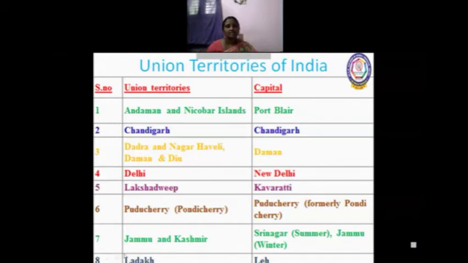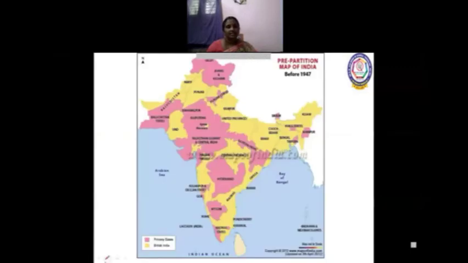Now, presently, these are said to be the union territories, children, right? Then this is the map which I am showing you, which was there before the partition of India, that is before 1947, right? This pink color is said to be the princely states, right?